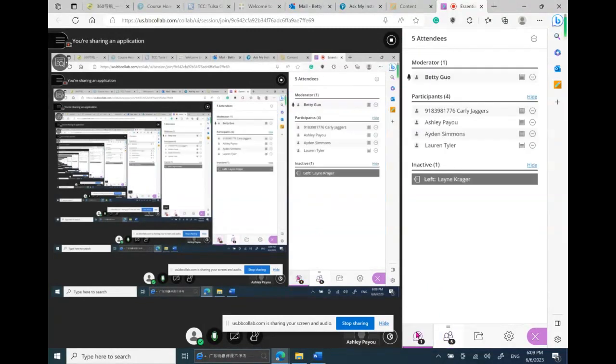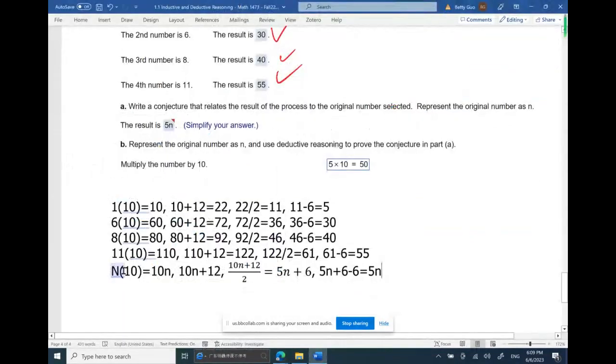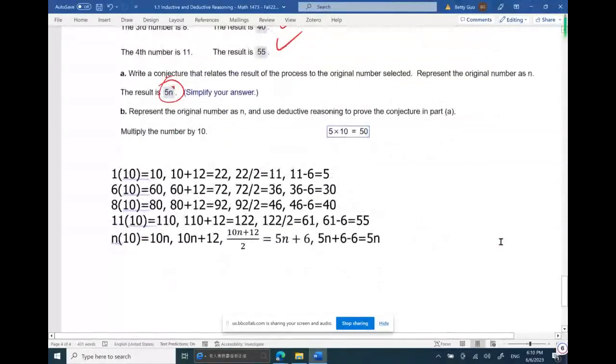After the procedure, we end up with 5n. If we start from number n, after applying the procedure, we end up with 5 times n. So that's the reason your answer for part A is supposed to be 5n after you simplify your answer. That process so far is induction.